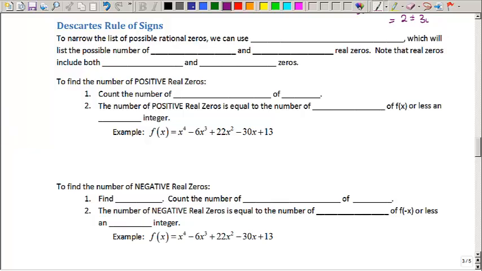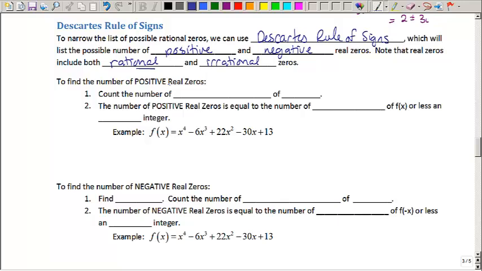The next thing we'd like to talk about is Descartes' rule of signs. To narrow the list of possible rational zeros, we can use Descartes' rule of signs, which will list the possible number of positive and negative real zeros. Note that the real zeros include both rational and irrational. Not just the ones from our possible rational zeros list, but also the irrational numbers.